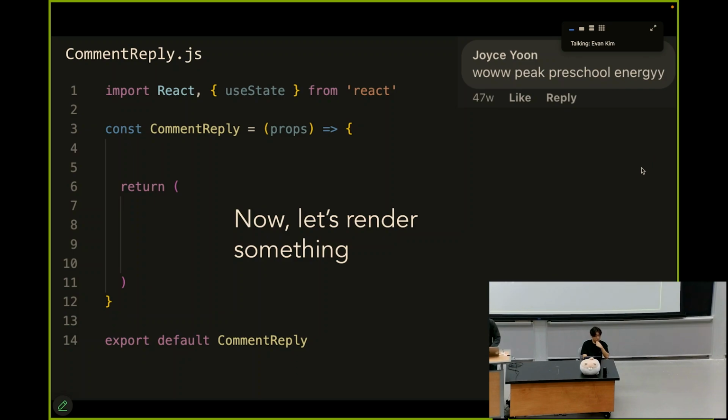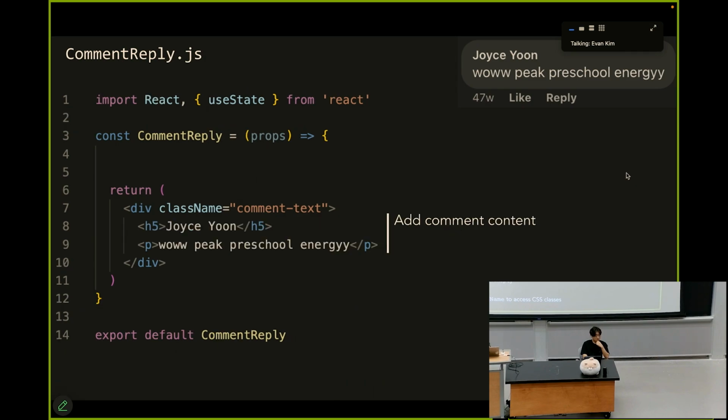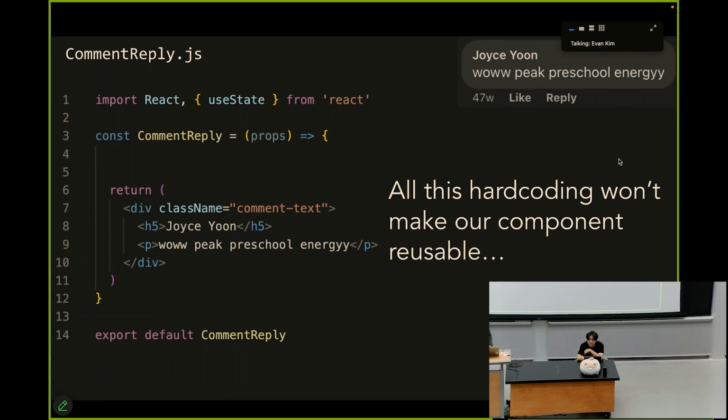So let's try to render this comment reply. As you can see, it looks very similar to what we've done before. We'll just create a div. And then, again, we're hard coding right now. So we'll just add in the header and then some text. But of course, this isn't what we want our end goal to be. We want to be able to reuse this component for any arbitrary name or comment text.